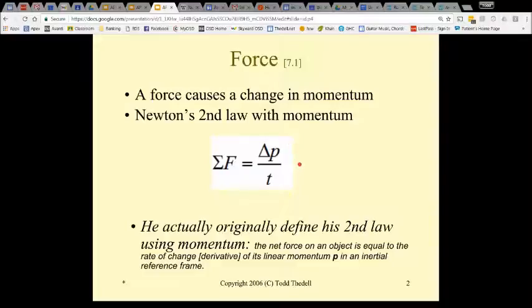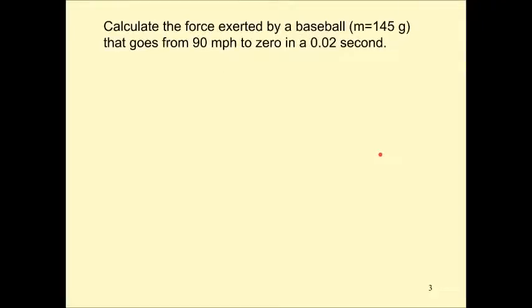in terms of momentum. So our first example is to calculate the force exerted on a baseball with a mass of 145 grams that goes 90 miles an hour to 0 in 0.02 seconds. So this is like a ball being pitched at 90 miles an hour, and then the catcher catching it in 0.02 seconds, very quickly.